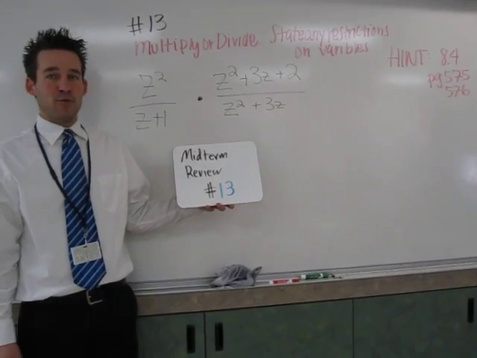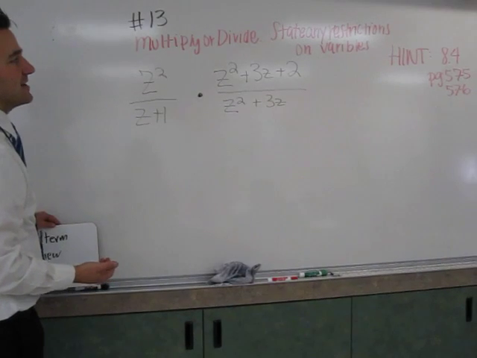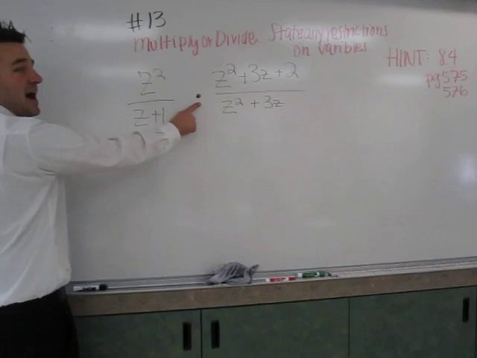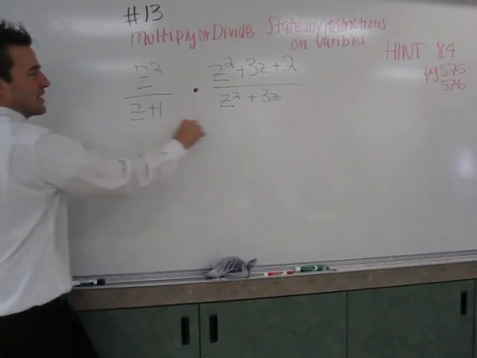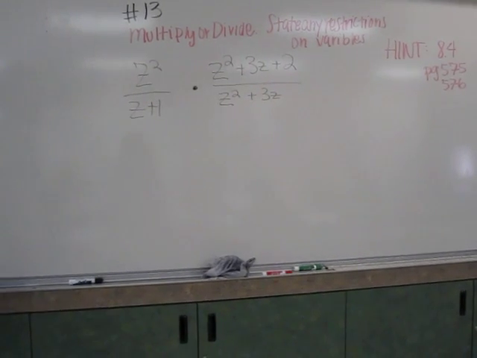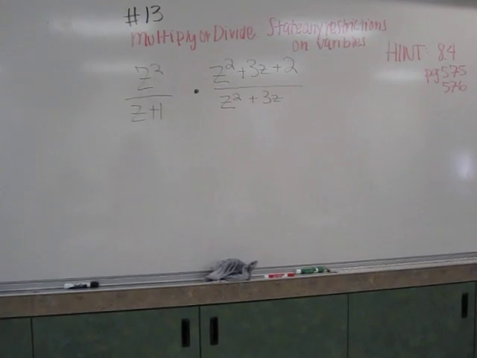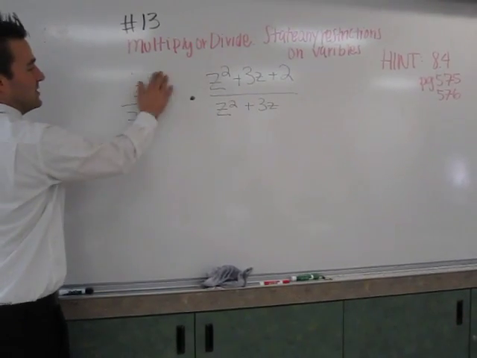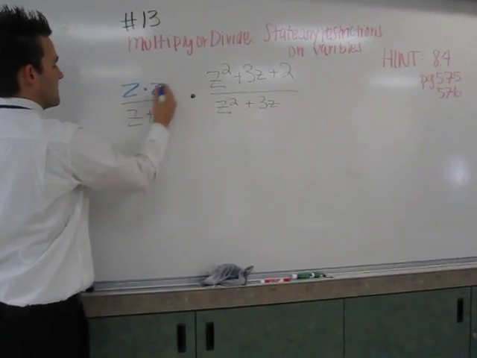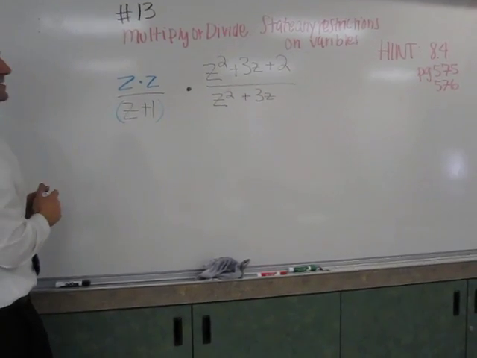This is midterm review problem number 13. In this one, we have to multiply or divide and state any restrictions on the variables. This little dot here means multiply. This fraction times this fraction. Now when multiplying and dividing, it's helpful to factor all the numerators and denominators first. So factoring z squared, we just have z times z. When factoring z plus 1, it is what it is.